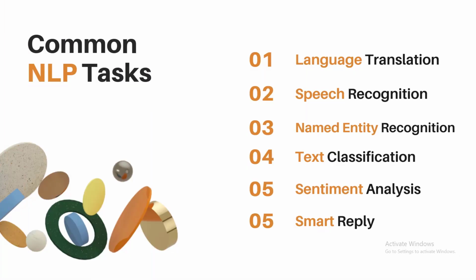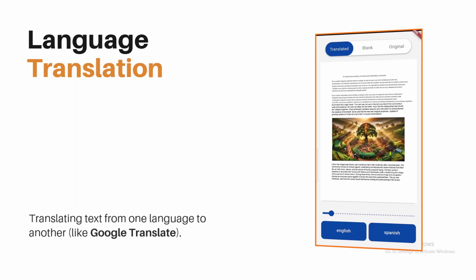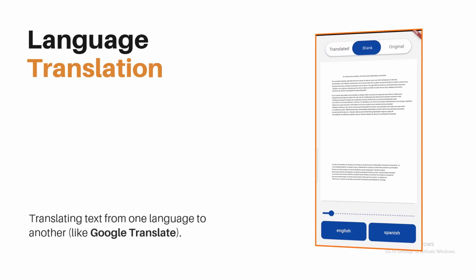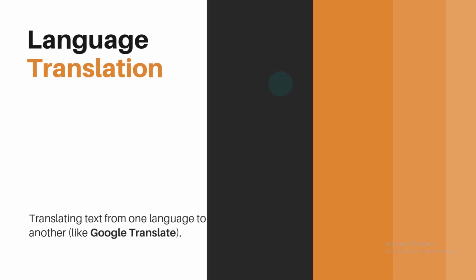And now let's cover some common NLP tasks. So the first and the most important one is language translation. So using NLP based language translation models, we are able to translate from one language to another. And it is being used by every translation application including Google Translate.